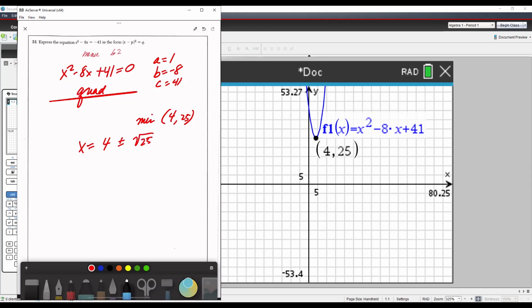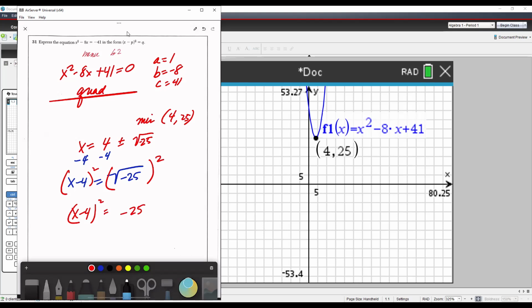All right. Actually, it's going to be negative 25. So when we do this, we're going to just subtract 4 from both sides. So this is going to be x minus 4 equals the square root of a negative 25. Now, all we're going to do is square this and square this, and we're going to have x minus 4 squared equals a negative 25.